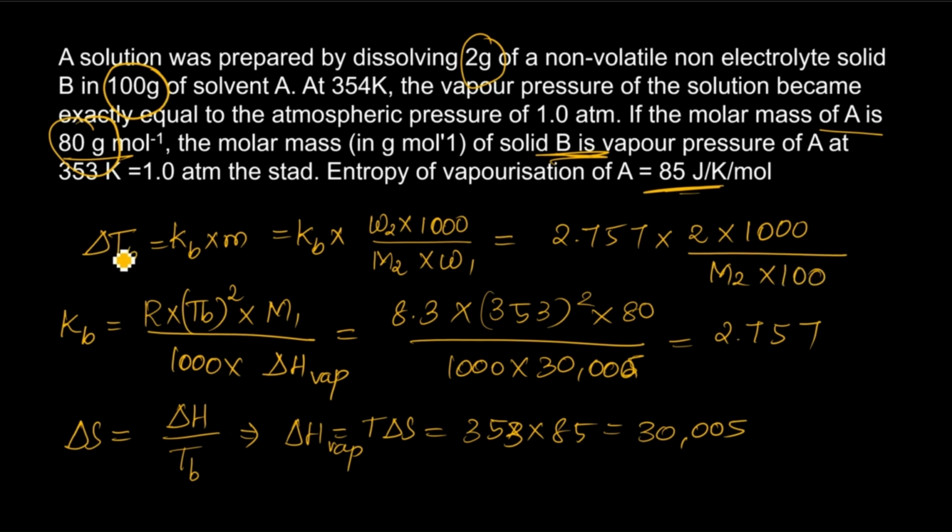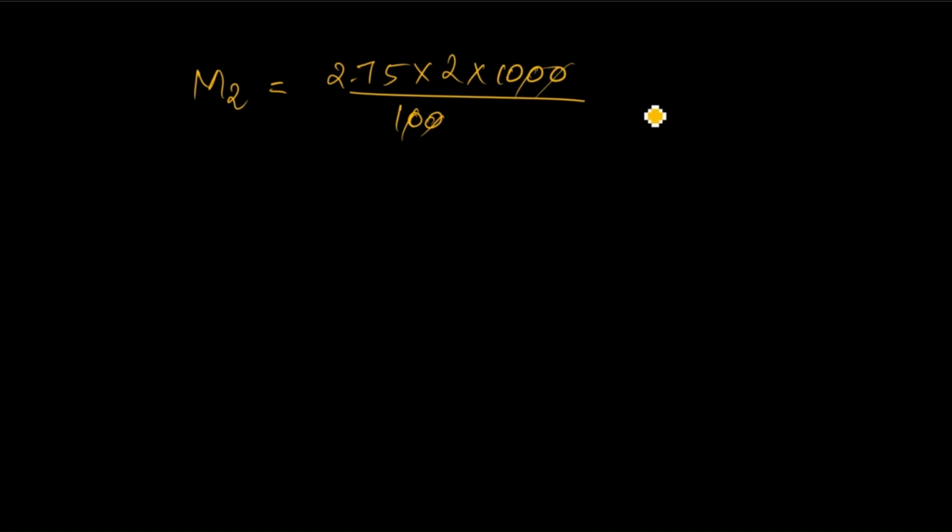Okay. So delta TB value, that is 1, correct? So I just have to put M2 equal to 2.75 into 2 into 1000 divided by 100. So upon doing this, I'll get 2.75 into 20, approximately 55 point something I'll get.